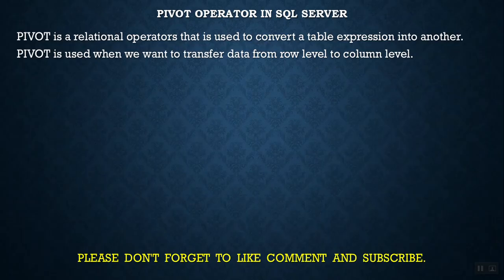Hello friends, today we are going to talk about the pivot operator in SQL Server. Pivot is a relational operator that is used to convert a table expression into another. Pivot is used when we want to transfer data from row level to column level.